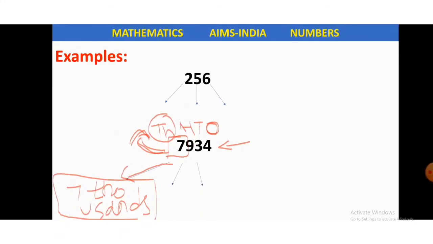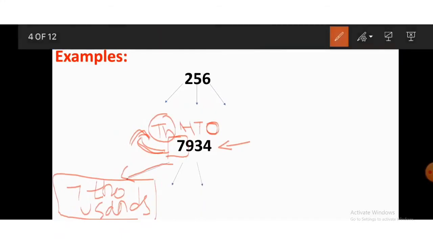Coming to the next number, which is 9. 9 is in which place, children? 9 is in hundreds place. Now what will the place value be? The place value will be 900.